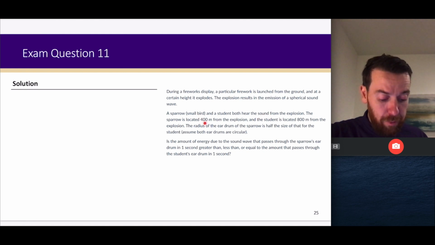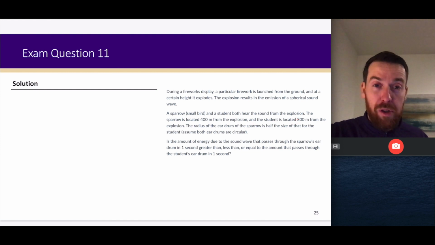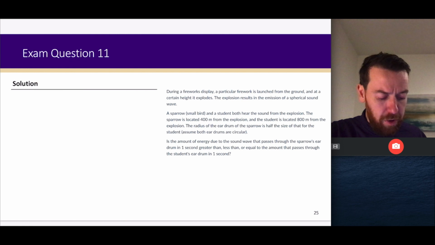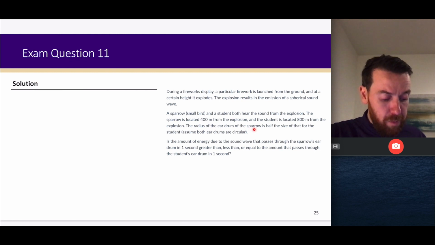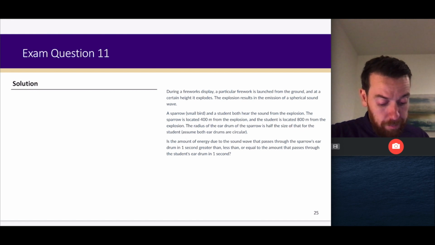The sparrow is located 400 meters from the explosion, and the student is located 800 meters from the explosion. For both versions, I made the student be located twice the distance from the source than the sparrow. I think the other version might have been 500 and 1000 meters. But the radius of the eardrum of the sparrow is half the size of that for the student. Assume both eardrums are circular.